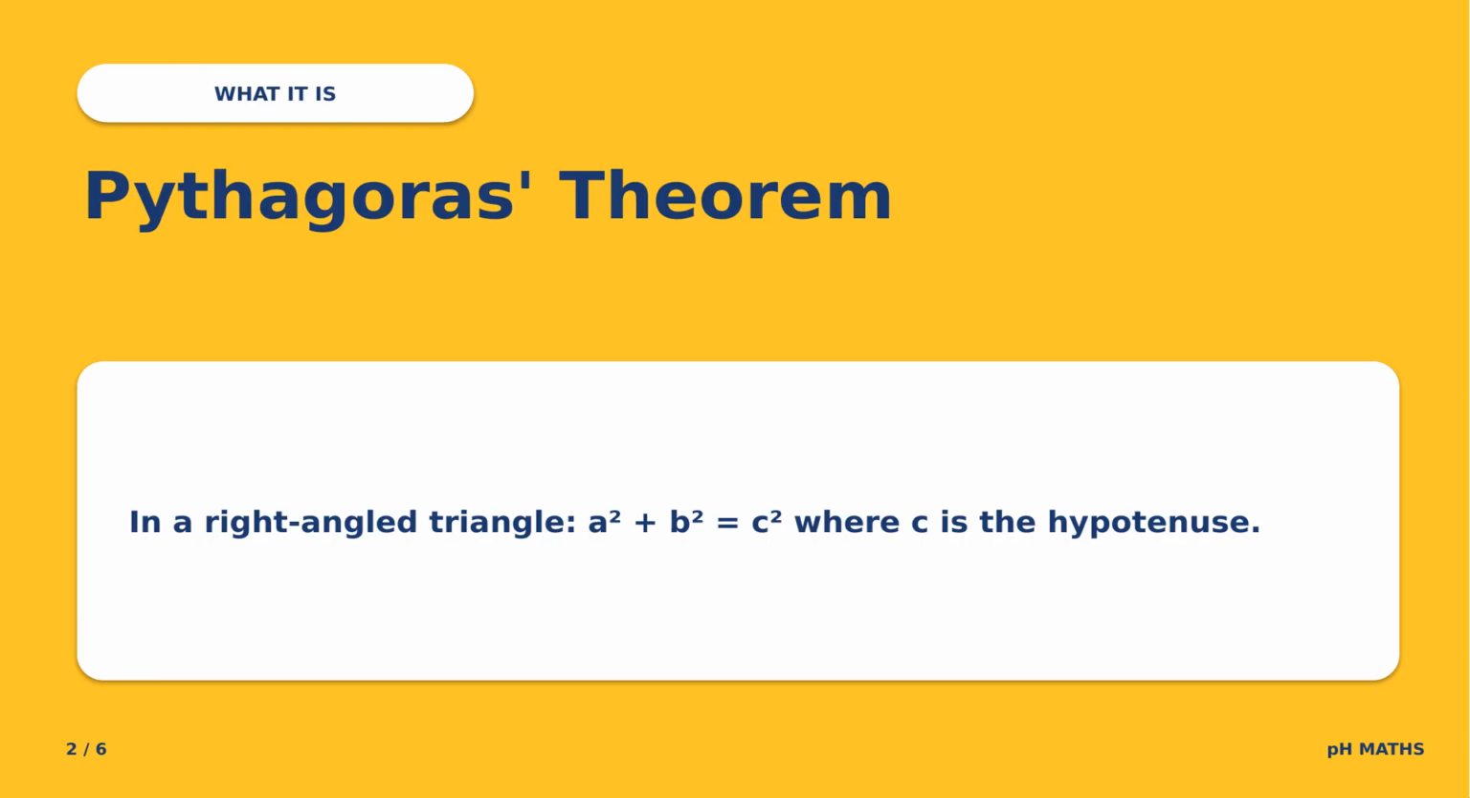Definition. In any right-angled triangle, a squared plus b squared equals c squared, where c is the hypotenuse, the longest side, and always opposite the right angle. The legs are a and b, the 2 shorter sides that meet at the right angle. Square both, add them, and take the square root for the hypotenuse.